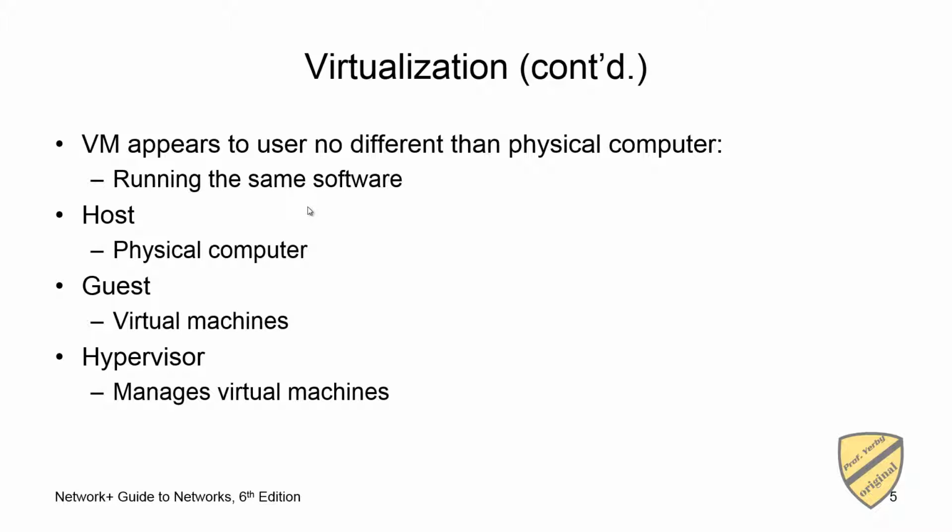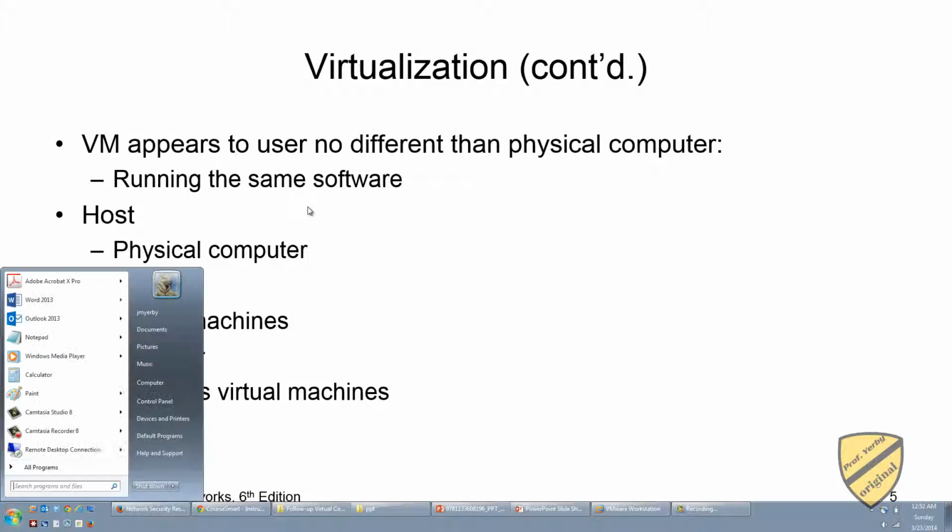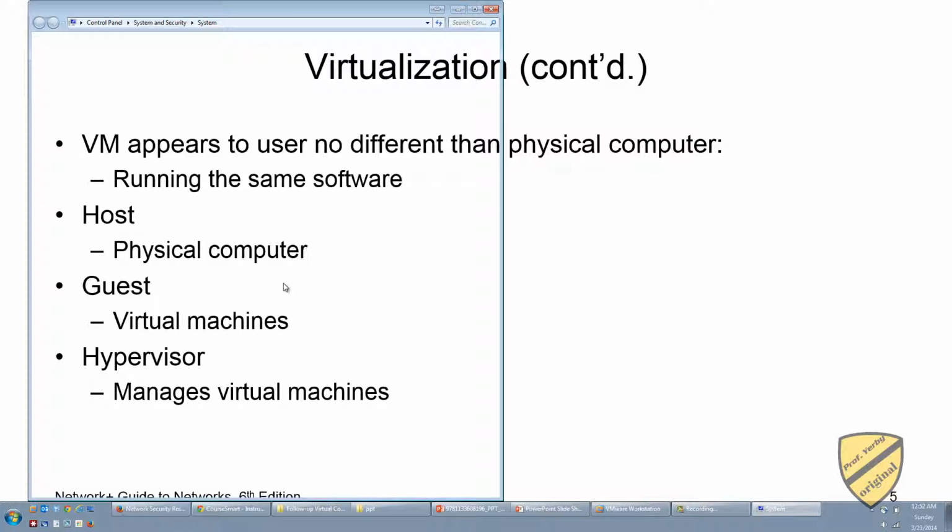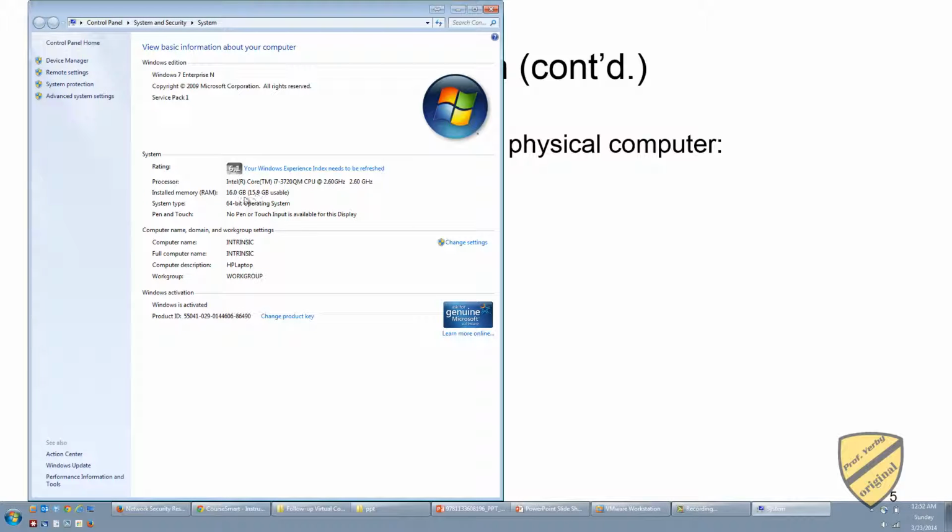Let's see if I can pull that up, if I can remember where that key is. Yeah, so this is an actual computer. This is my processor, and this processor is capable of doing some advanced virtualization. It's got VT-x built into the chip. I've got an okay amount of RAM, and a 64-bit operating system here.